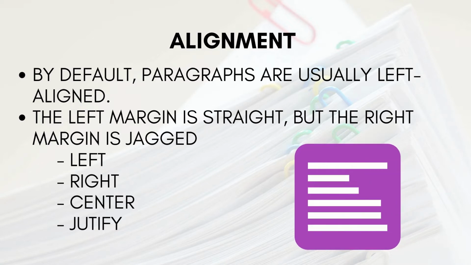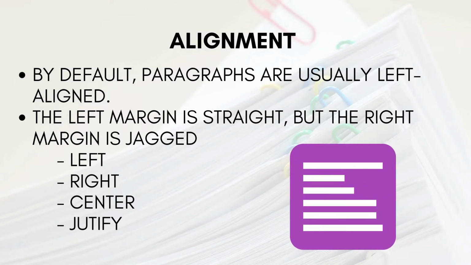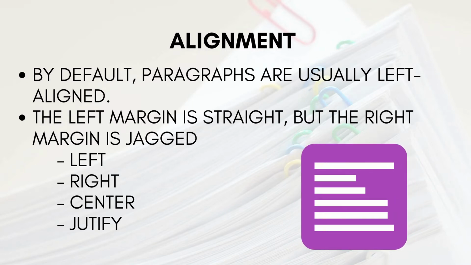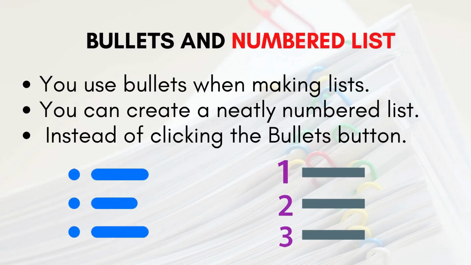The left margin is straight, but the right margin is jagged. Left, right, center, justify. Bullets and numbered list. You use bullets when making lists. You can create a neatly numbered list instead by clicking the numbering button.